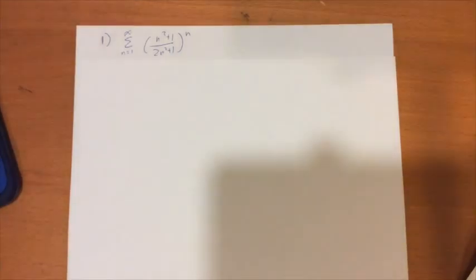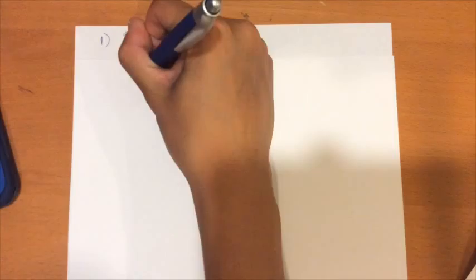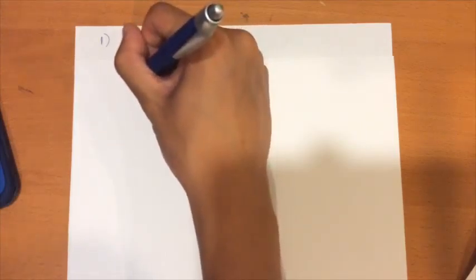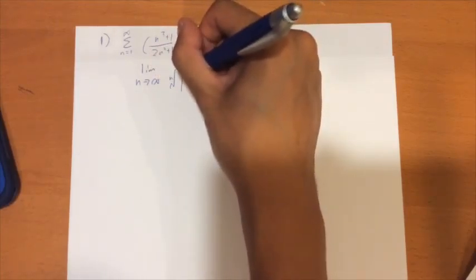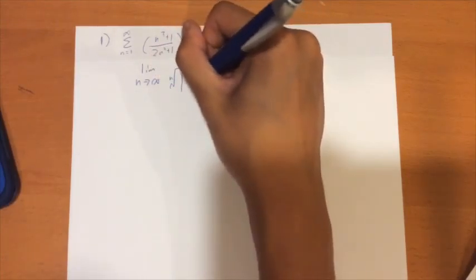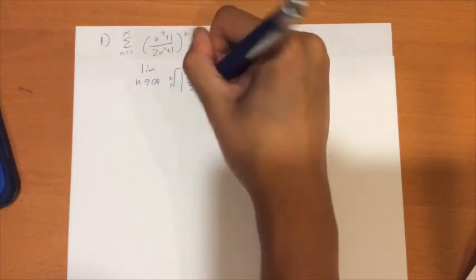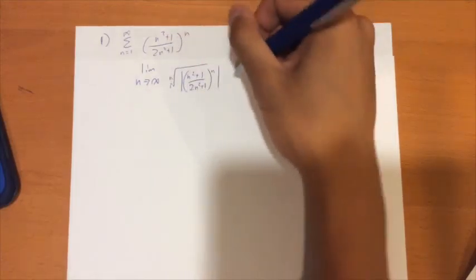So let's do a problem. In this problem, you're going to want to let (n squared plus 1 over 2n squared plus 1) all to the nth power be your a sub n. So as the limit as n approaches infinity of the nth root of the absolute value of (n squared plus 1 over 2n squared plus 1) to the nth power.